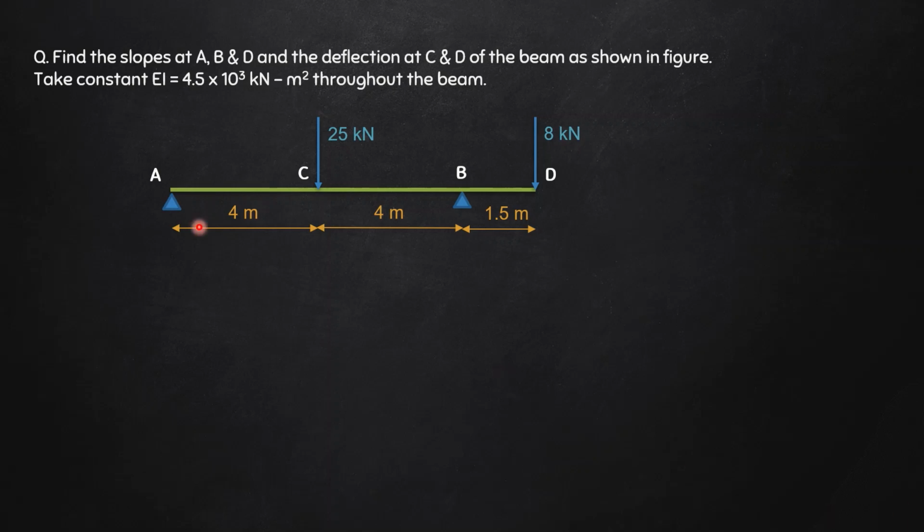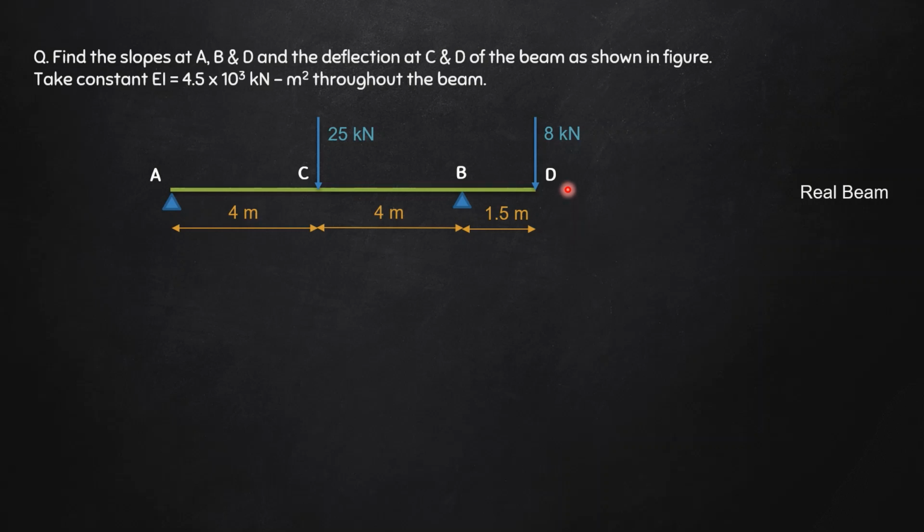Okay, so today we have an overhang beam ACBD having a hinge support at A, a hinge support at B, and a free end at D. Portion AC is 4 meter, portion CB is 4 meter, and the overhang portion BD is of 1.5 meter. At the point C, there is a 25 kilonewton point load, and at the end point D, there is a point load of 8 kilonewton. And throughout the span, the value of EI is constant, that is 4.5 into 10 raised to the power 3 kilonewton meter square. Now, this is what we call the real beam.